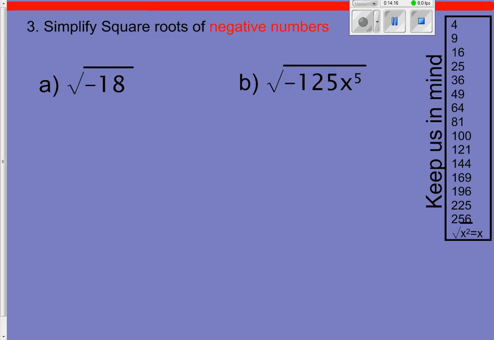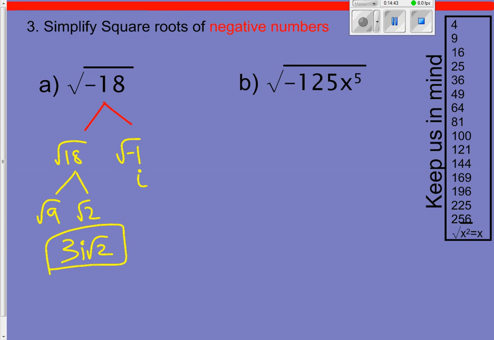So simplify the square roots of negative numbers. So I need to break this apart. So the first thing I'm going to do is this. Go square root of 18 times square root of negative 1. All right, I know that this is just i. This is going to break apart into square root of 9, square root of 2. Square root of 9 is 3. So my answer is going to be 3i square root of 2. And that's where I write it. I write i after the number before the square root. After the number before the square root, right outside the square root is where I put that.